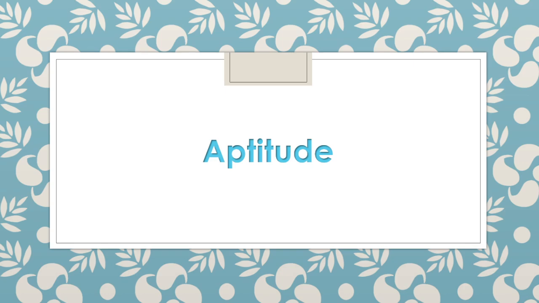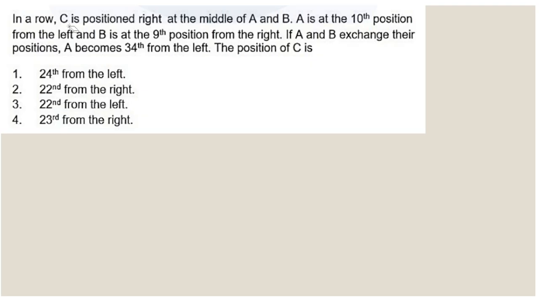Namaste everyone. The question is, in a row, C is positioned right at the middle of A and B. A is the 10th position from the left and B is the 9th from the right. If A and B exchange their position, A becomes 34th from the left.